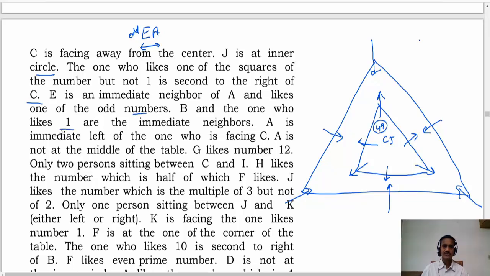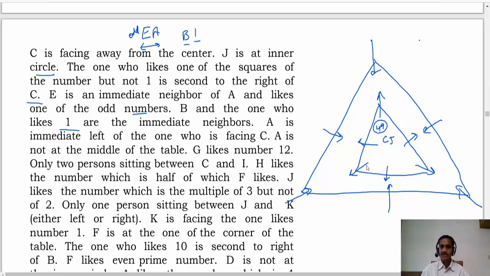B and the one who likes one are immediate neighbors to each other. A is immediately after the one who is facing C. Wherever C is, the person facing C, in the center, has A at the immediate left-hand side. A is to the immediate left of the one who is facing C.